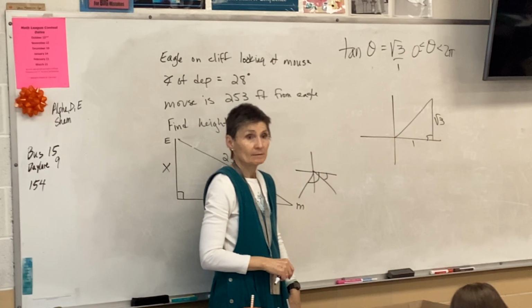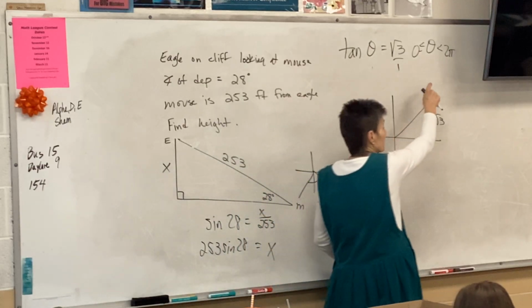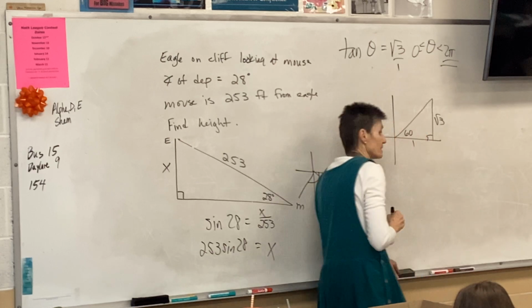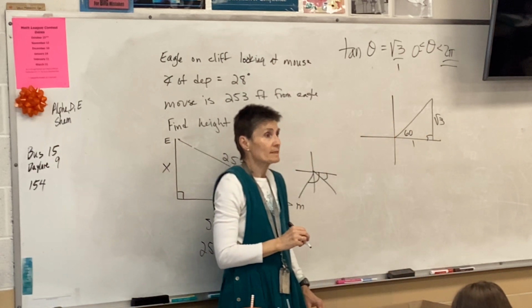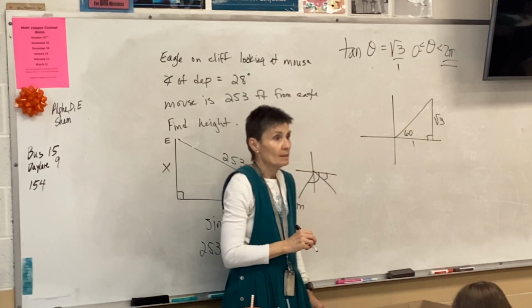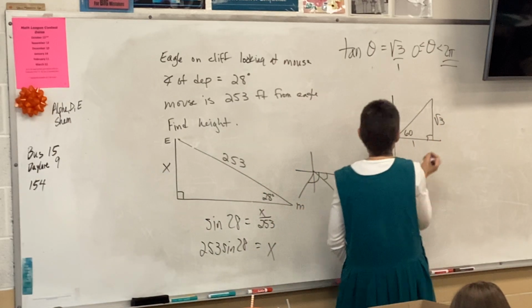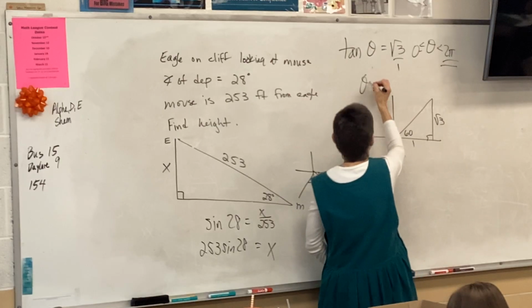That's a 60? But I'm in radians. This is your clue, you're in radians. So 60 is what fraction? Pi over 3. It's pi over 3 radians. So one answer would be pi over 3.